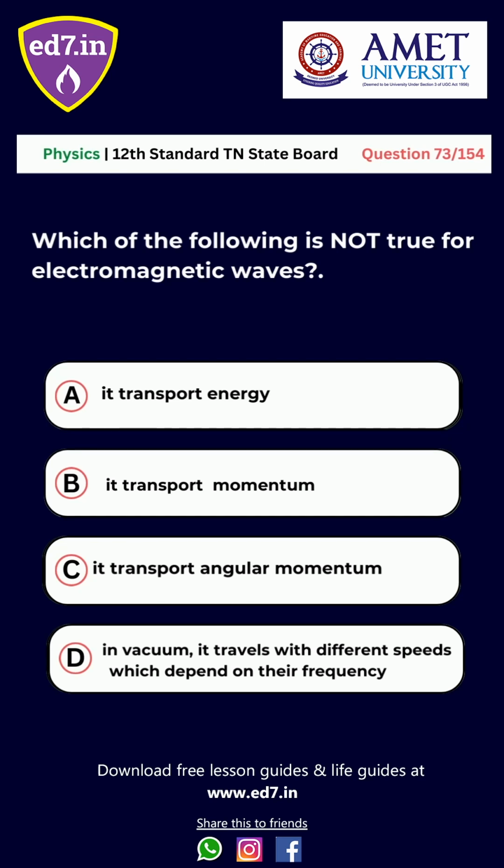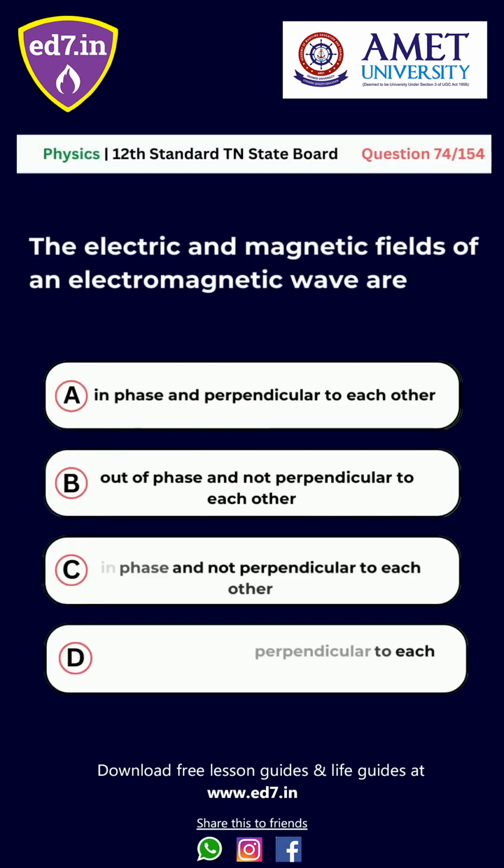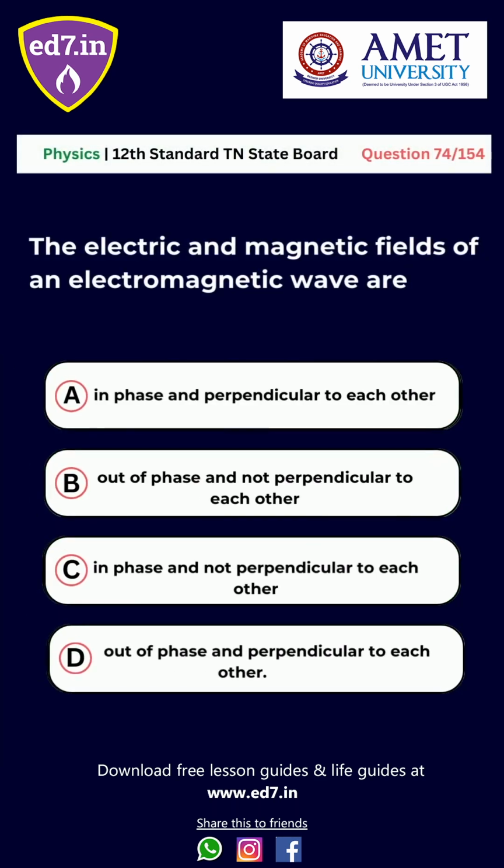The right answer is option D. In vacuum, it travels with different speeds which depends on their frequency. Question number 74. The electric and magnetic fields of electromagnetic wave are option A. In phase and perpendicular to each other.